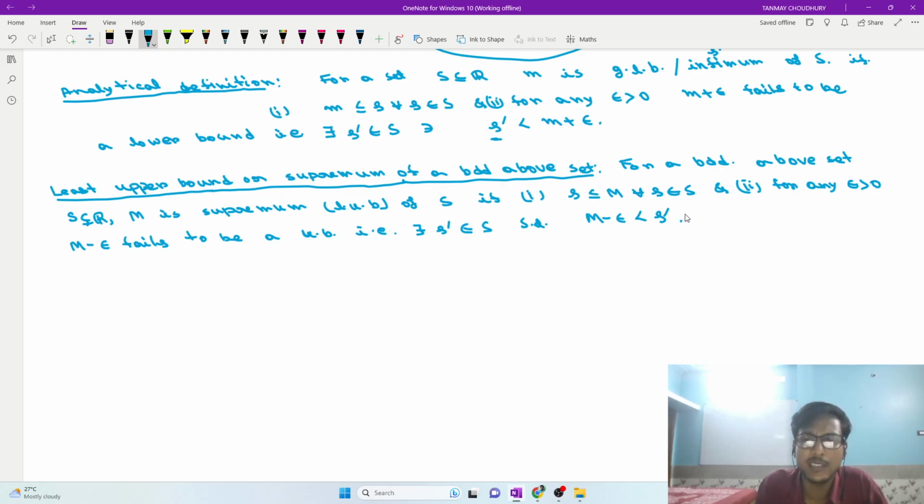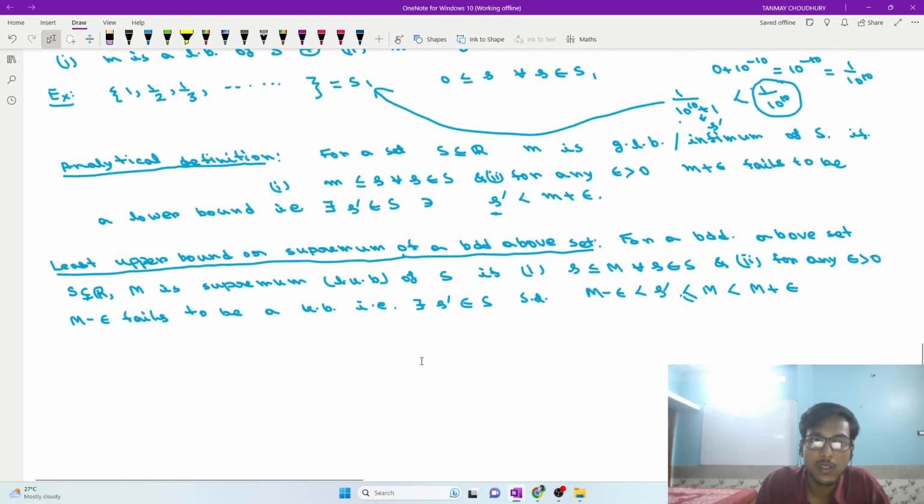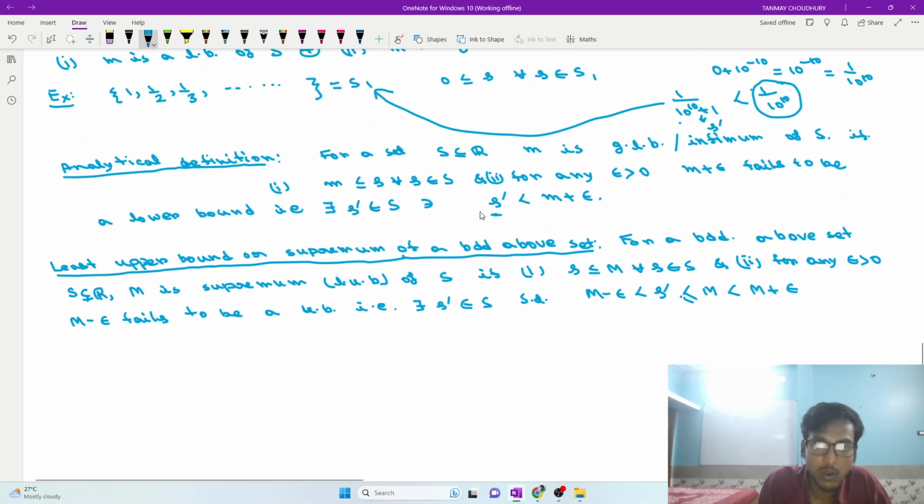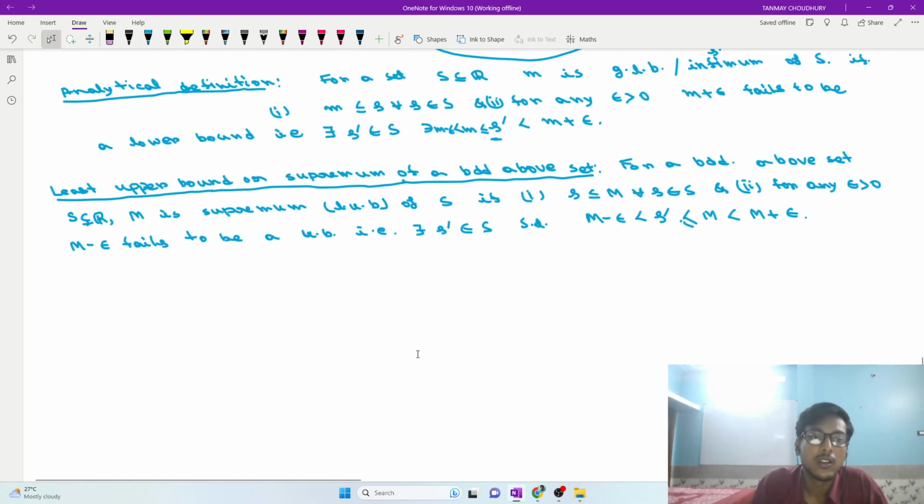So here we can punch the fact that s is less than or equal to M, so it will be less than M plus epsilon, because epsilon greater than 0, and a similar punch we can also do in case of greatest lower bound. M was less than or equal to S dash, so that means it will be less than M minus epsilon. Okay.